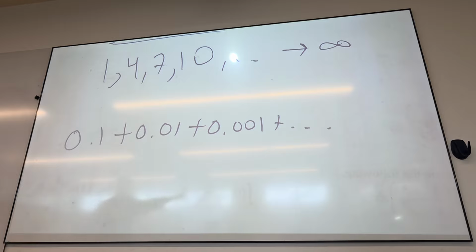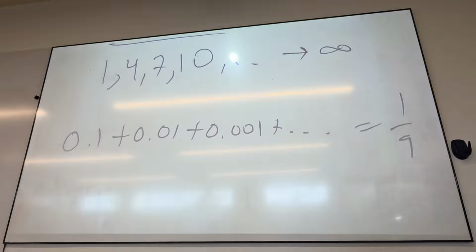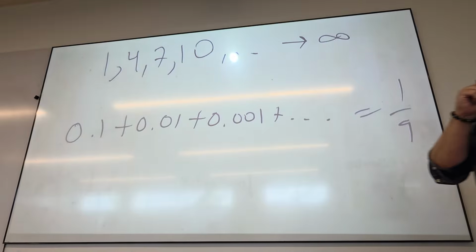Does anyone know what that is as a fraction? 1/9. Because what's 0.333 forever? 1/3. Or 3/9, yes? So 0.3 forever is 3/9, so 0.1 forever is 1/9. 0.2 forever is 2/9. Everybody with me? So that's an infinite number of numbers that adds up to be something smaller than 1, which is neat.